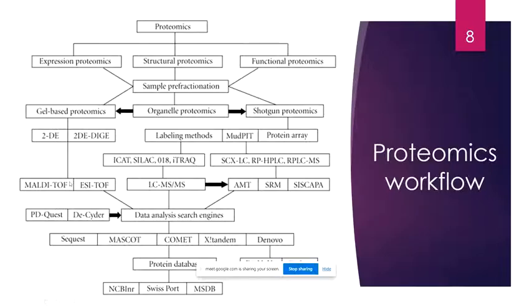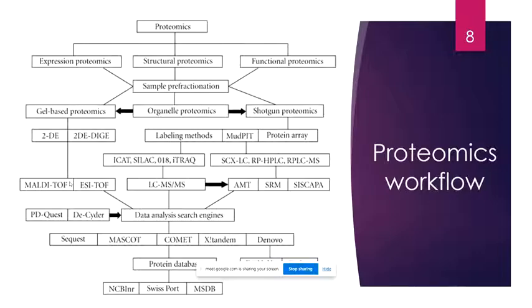Then we have to perform mass spectrometry to identify the particular protein. Generally we perform MALDI-TOF, ESI-TOF, or LC-MS/MS, depending upon the type of experiment we want to do, or depending upon the answers that we want. And by doing this, we can identify the proteins that are present in my sample.